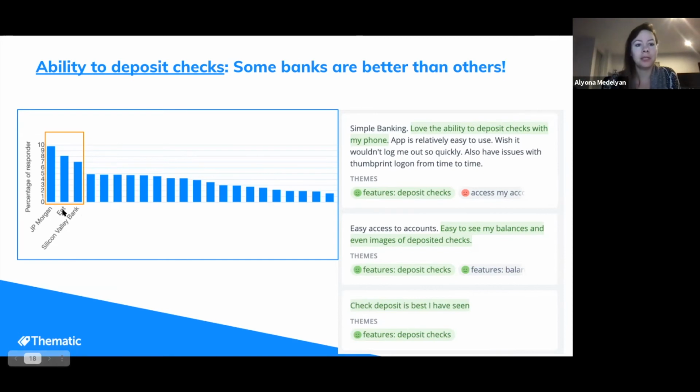And so in this particular comparative benchmarking, each bar is a different bank. And we're looking at ability to deposit checks as our attribute, kind of like in a Formula One car. What about the aerodynamics of your right wheel? Maybe that's the most important thing. So JP Morgan is actually the winner here, followed by two other banks, where people specifically talk about how easy it is to deposit checks through this app.